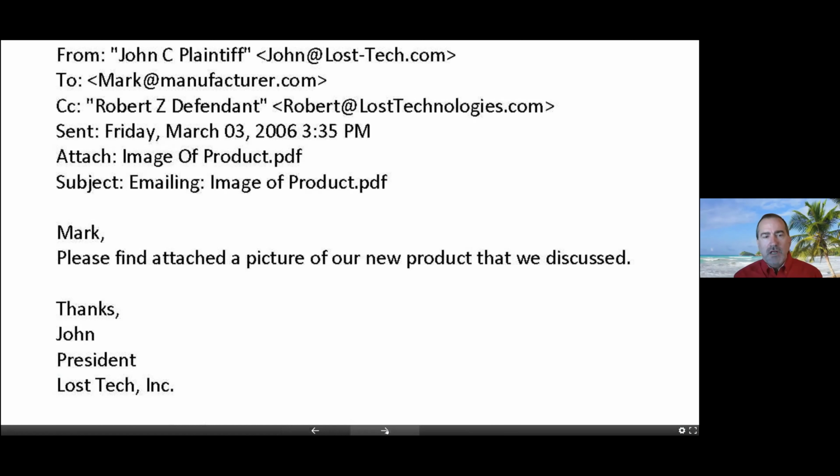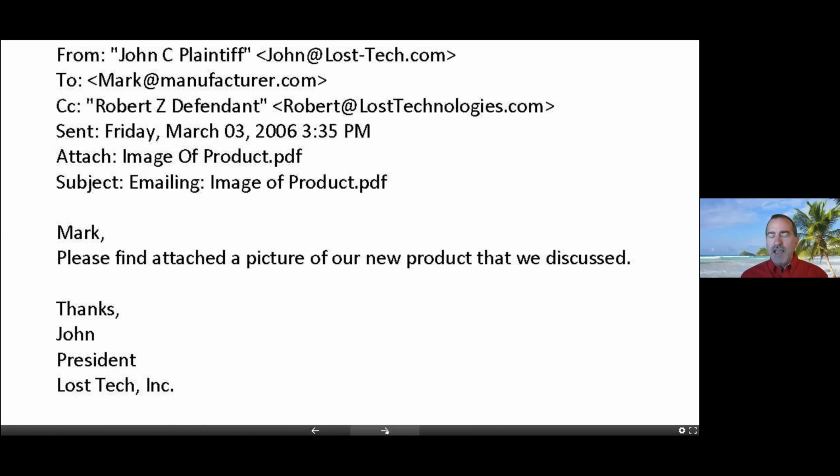And so at issue in this case was the fact that this Robert Z. defendant, who left the company, was sued by the John Z. plaintiff, who was still at the company and the owner of the company. And the claim was that the defendant had created a patent, applied for a patent, and had created this product separate from his employment at Lost Technologies. Of course, the plaintiff claimed quite the opposite, that he was actually part of the company when these PDF documents were created and when this product itself was created.